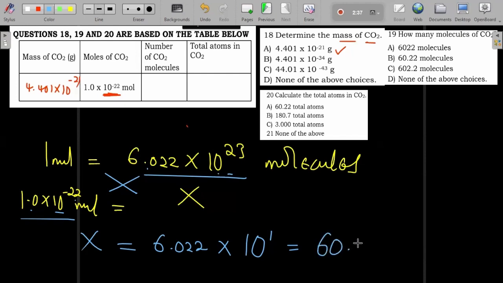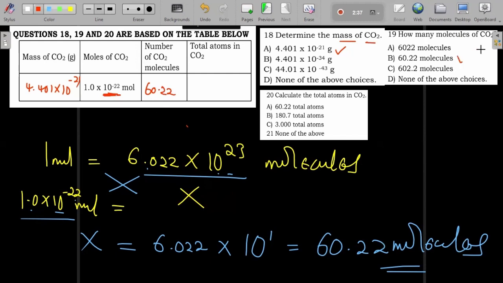I get 60.22 molecules. So it means this number of moles of carbon dioxide will give me 60.22 molecules. Let's write 60.22 here. So it means we're going to pick B as our best answer. Okay, we're going to pick B as our best answer. Let's look at the last one.